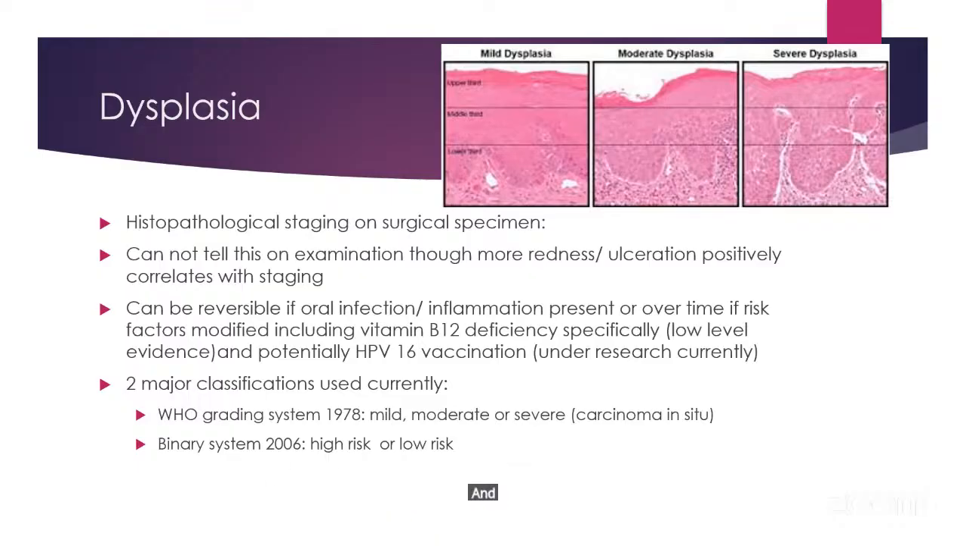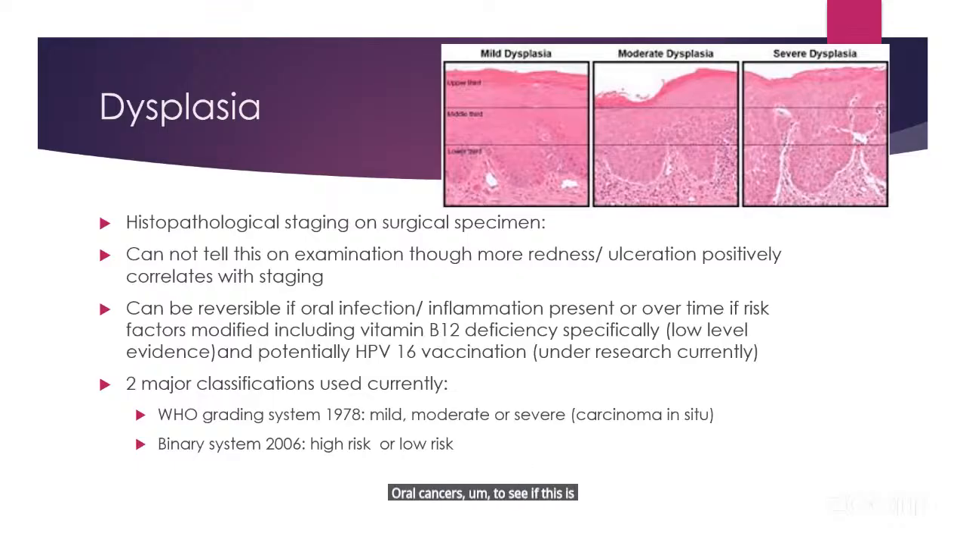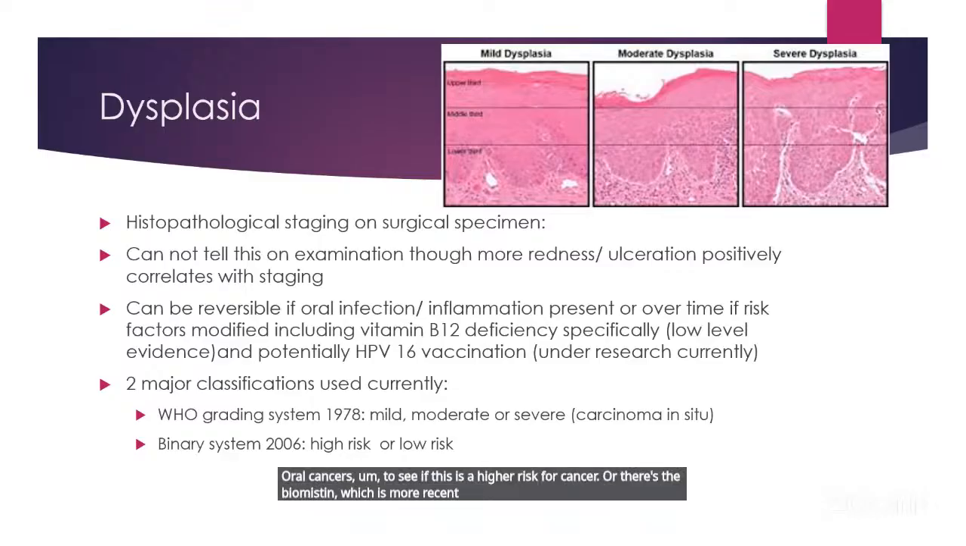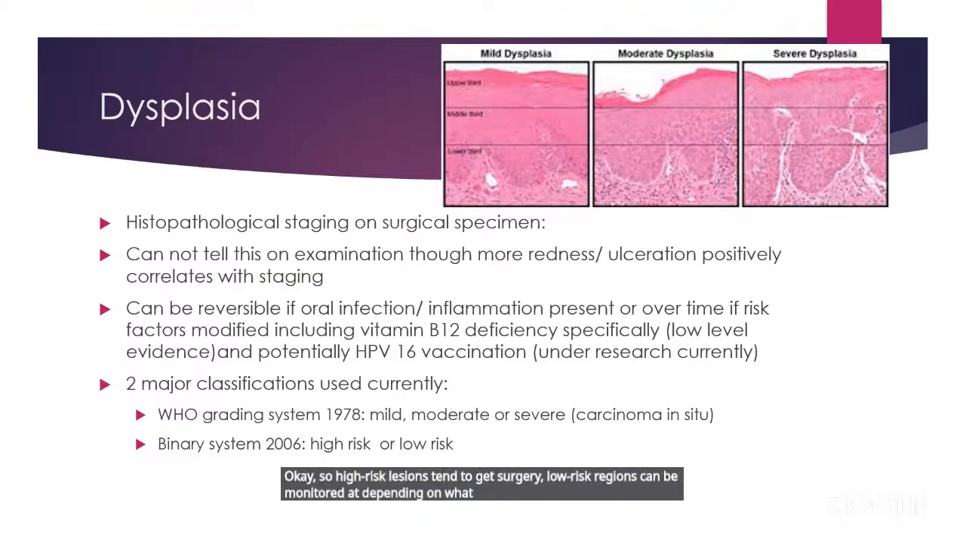And there's two major classifications for this. So either the WHO system, which is used most widely around the world, which is mild, moderate, and severe dysplasia, depending on how many cellular characteristics and tissue structural changes in the mucosa, for example, for squamous cell carcinoma, or in the salivary gland for salivary oral cancers, to see if this is a higher risk for cancer. Or there's the binary system, which is more recent and used in some places, which is just high risk or low risk. Okay. So high risk lesions tend to get surgery. Low risk lesions can be monitored depending on what the patient wants.